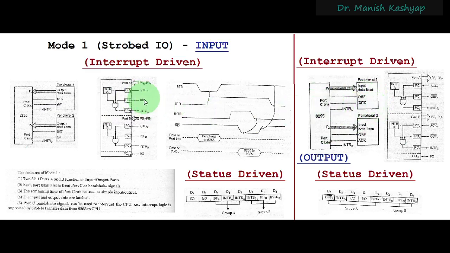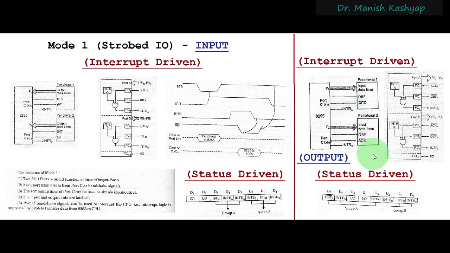And in the input case, this acknowledgement was given by the 8255 to the externally interfaced device. Here the reverse will happen. Now it will be given by the externally interfaced device to this 8255. So it is ACK or acknowledgement, right? Then there is this interrupt signal also.